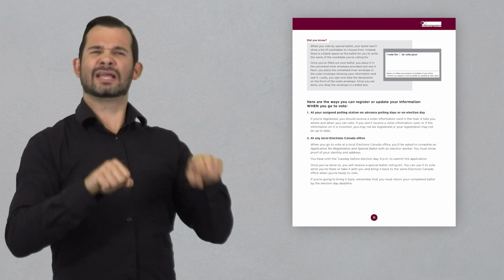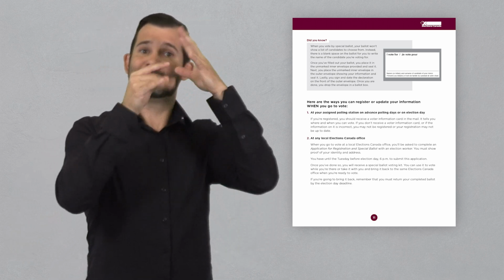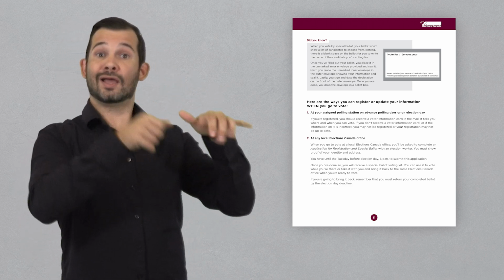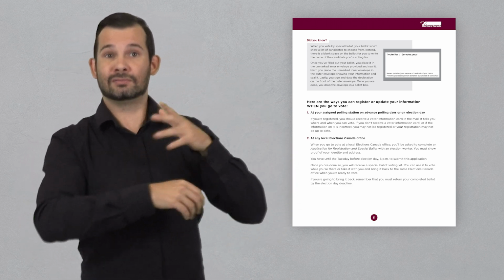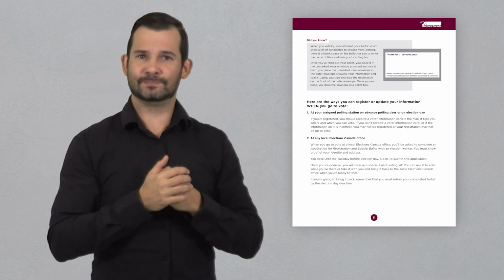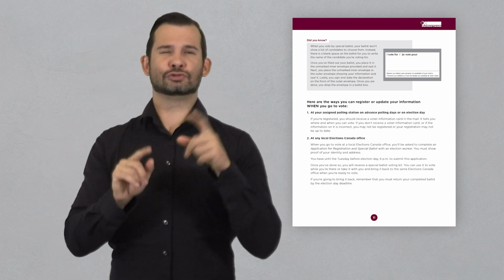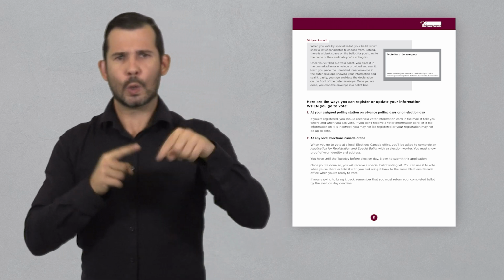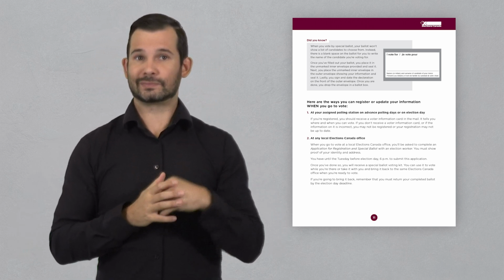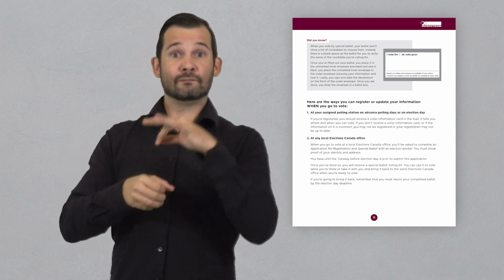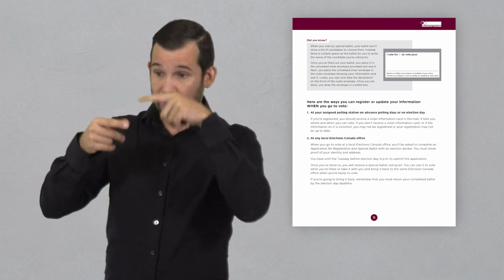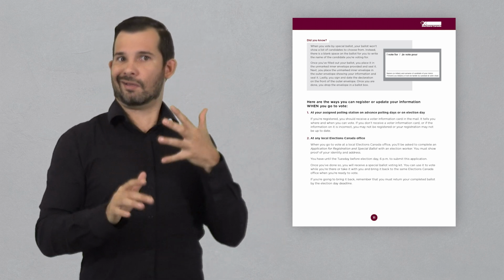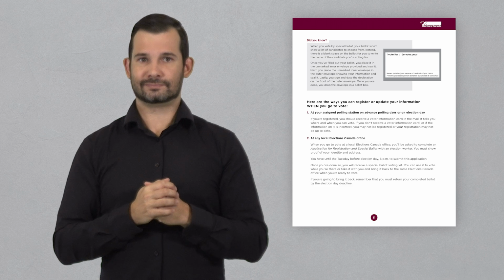Here are the ways you can register or update your information when you go to vote. 1. At your assigned polling station on advance polling days or on Election Day. If you're registered, you should receive a voter information card in the mail. It tells you where and when you can vote. If you don't receive a voter information card, or if the information on it is incorrect, you may not be registered or your registration may not be up to date.